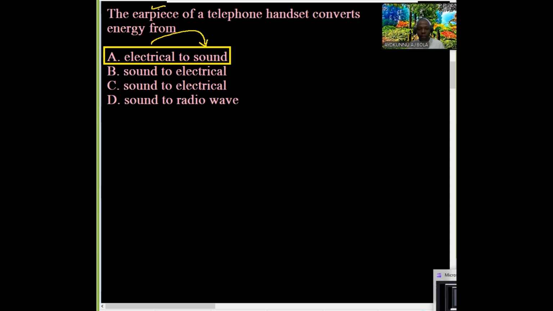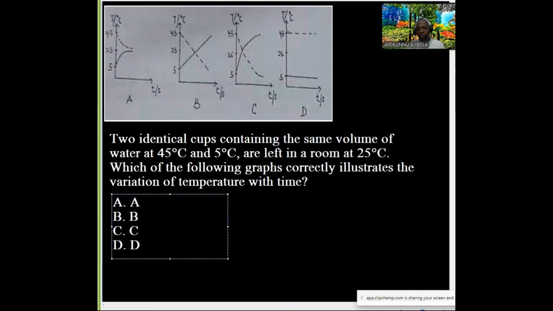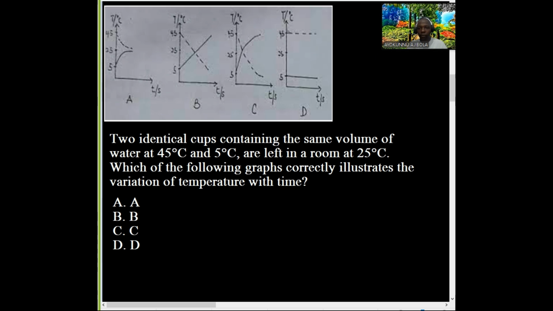Okay, I'm going to bring the next question now. This is the question for Moses. Moses, try it. Read it. Two identical cups containing the same volume of water at 45 degrees Celsius and 5 degrees Celsius are left in a room at 25 degrees Celsius. Which of the following graphs correctly illustrates the variation of temperature with time? Check the graphs and see which option you think.